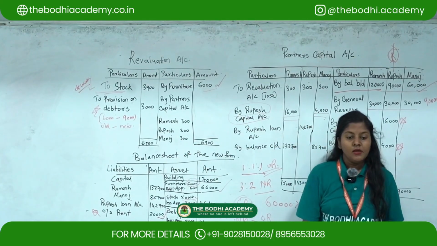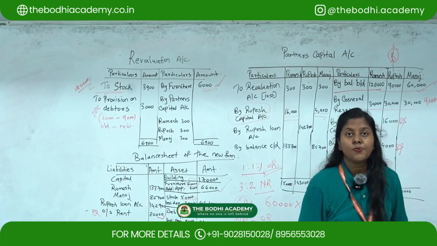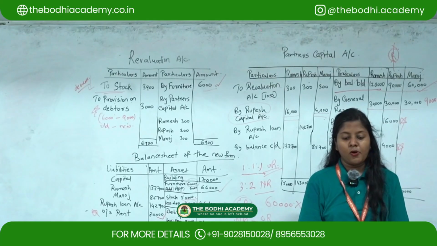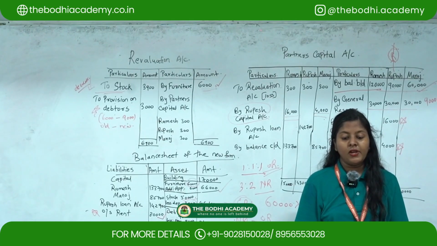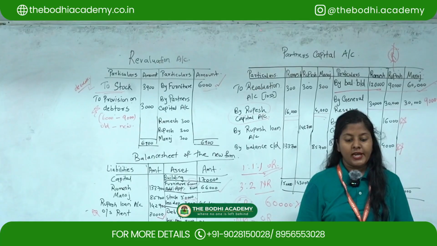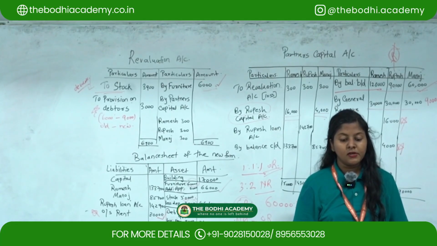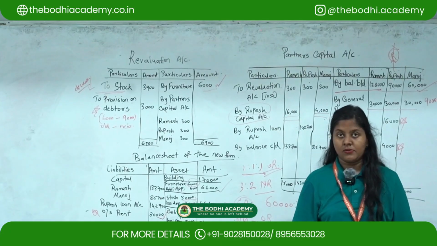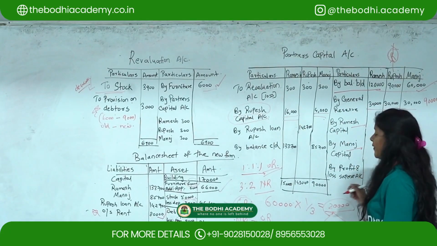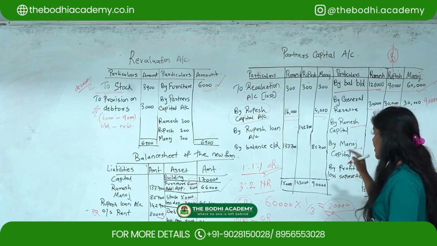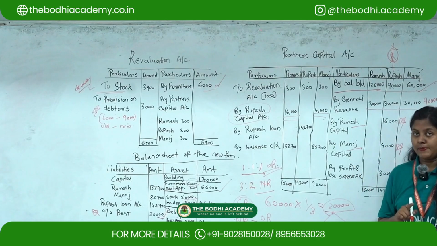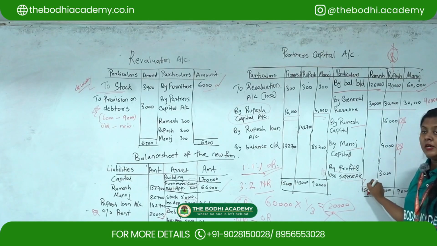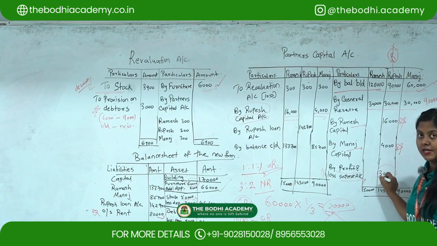Next adjustment is with regards to profit and loss suspense account. The retiring partner is to be given his share in the profit of the business from the date of last balance sheet to the date of retirement on the basis of profit for the year 21-22, which amounted to 36,000. Whenever the question is like this, you have to find out profit and loss suspense account. Here I have written profit and loss suspense account.